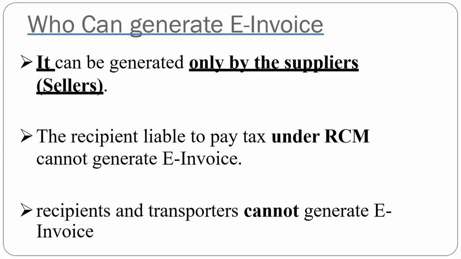Who can generate? I'll just repeat, it is the suppliers. Those transporters, those recipients whose turnover is more than 5 crores, but they are completely exempted, will have to file a declaration on the government portal. That's what I understand, but you can check with your GST consultant, that they will have to file a declaration that e-invoice is not applicable to us. So such companies where turnover is more than 5 crores and they are exempted from charging the tax will have to put up a declaration on the GST portal.